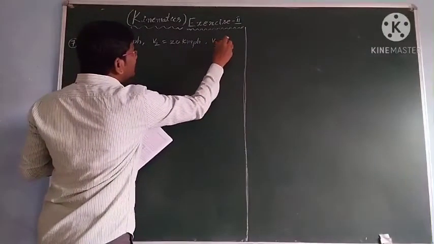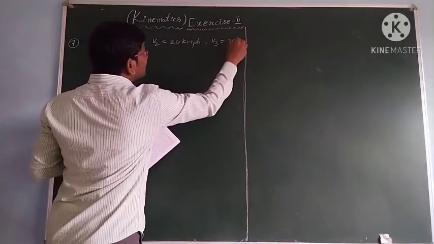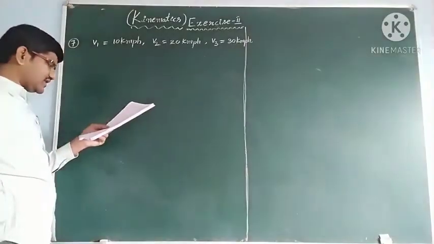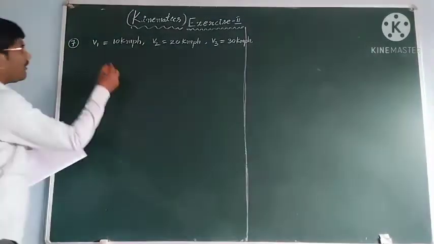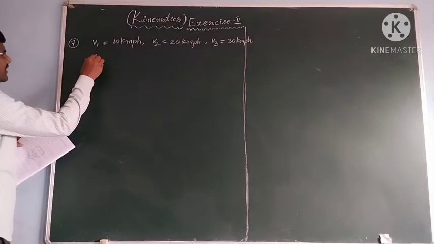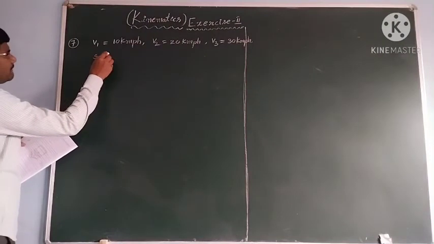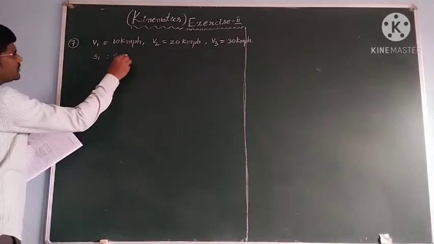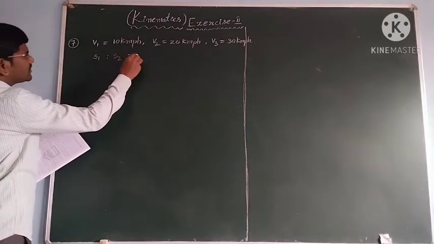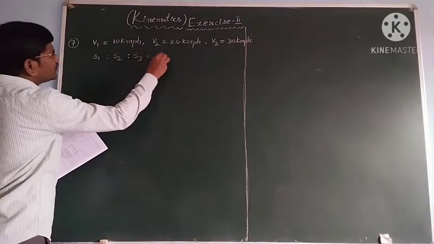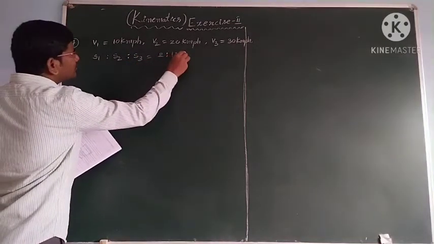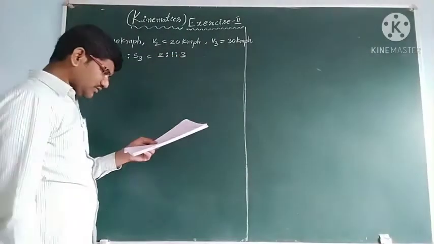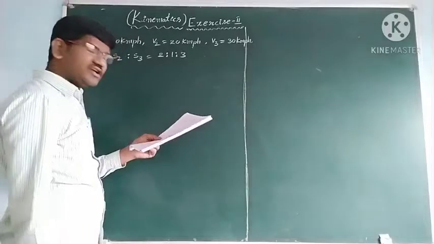And V3 is 30 km/h. So different speeds are given, and the distances covered are in the ratio S1 : S2 : S3 = 2 : 1 : 3. Now the question is, find the average speed of the boy.